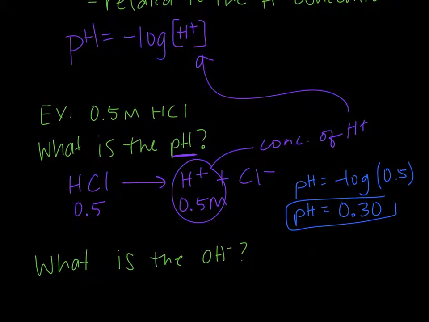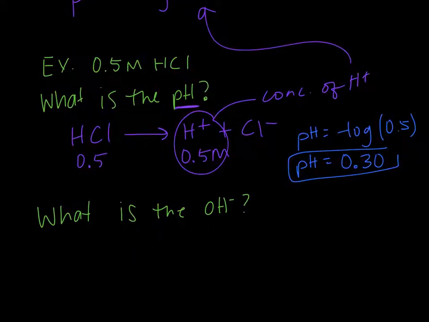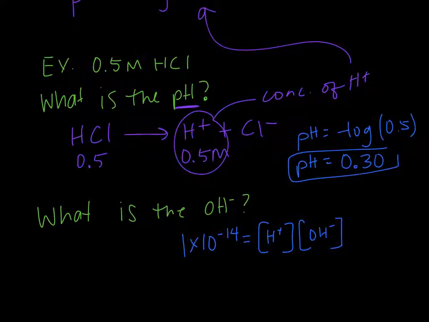All right, so next we're going to find the OH. And if you remember, the equation that I had on the slide before was 1 times 10 to the negative 14 is equal to the concentration of hydrogen times the concentration of hydroxide. And so since we have the concentration of hydrogen, I can plug that in here, and I can solve for OH. So I'm going to do that.